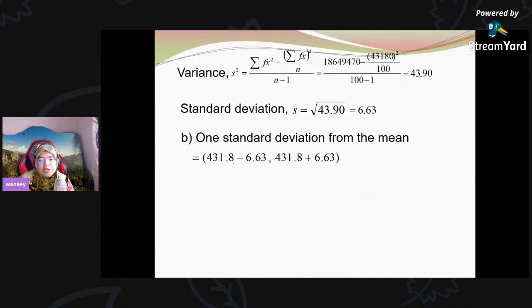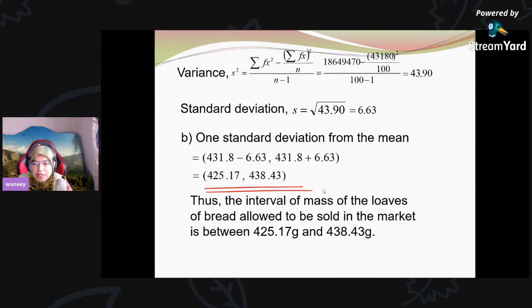Okay, so 431.8 minus 6.63 and then 431.8 plus 6.63. So the value is 425.17 and then 438.43. So that is the interval that we want to find. Okay, next. Interval of the mass of loaf of bread allowed to be sold in the market is between 425.17 gram and 438.43 gram. Just write it as a sentence, changing from the numbers to a sentence.